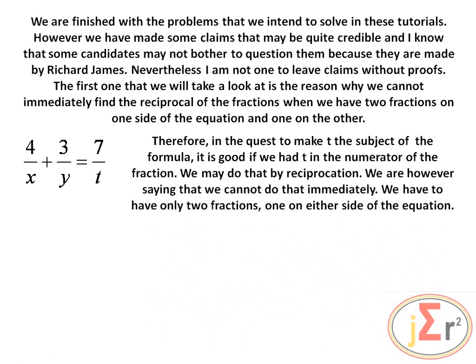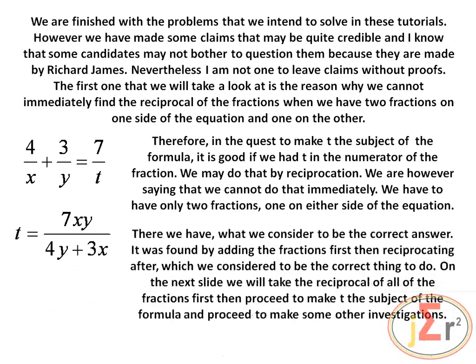Therefore, in the quest to make t the subject of the formula, it is good if we had t in the numerator of the fraction. We may do that by reciprocation. We are, however, saying that we cannot do that immediately. We have to have only two fractions, one on either side of the equation. So we cannot immediately reciprocate. We have to have one fraction on the left hand side and only one on the right hand side.